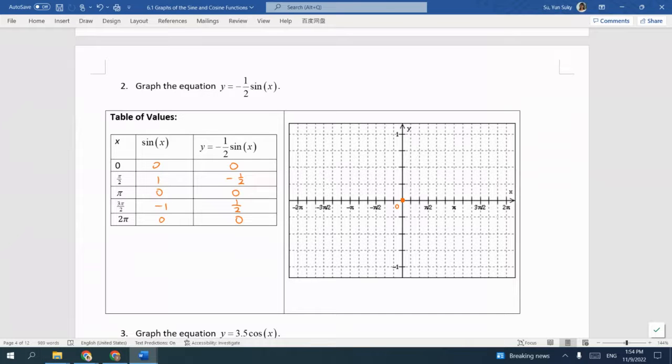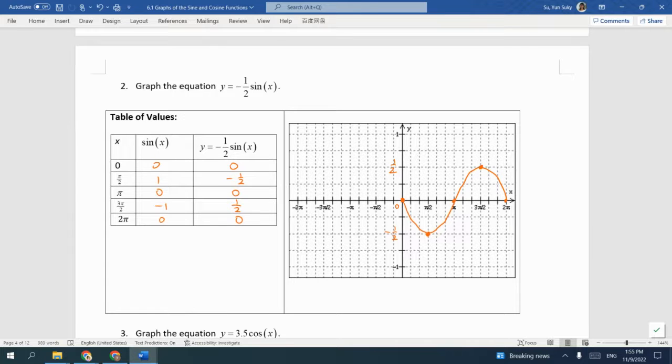Okay, plot it. When x is 0, the y is 0. And when x is pi over 2, the y is -1/2. See? -1 is here, so -1/2 is here. So we plot the points here. At pi, we get what? 0. 3 pi over 2? 1/2. 2 pi? 0. Connect them smoothly. So this is the graph. Okay, everybody?